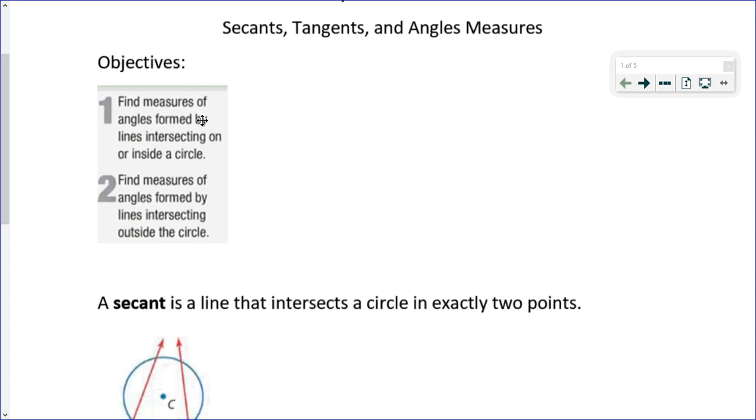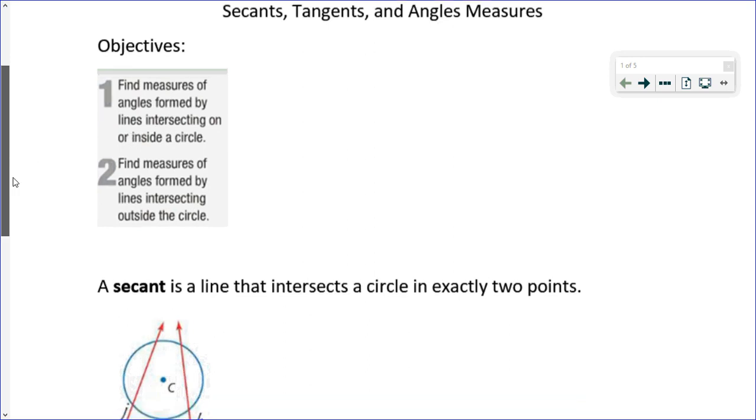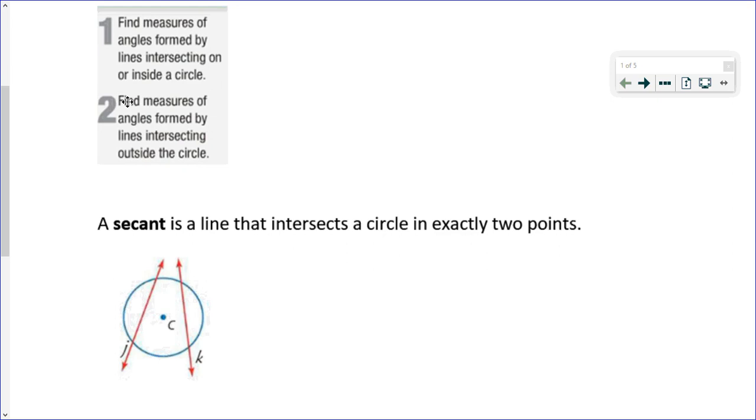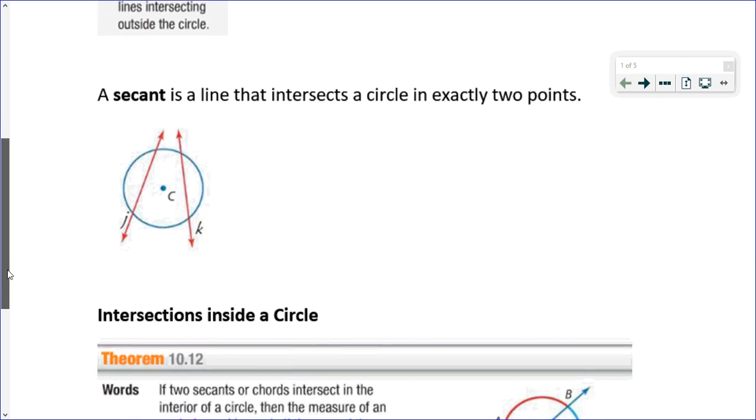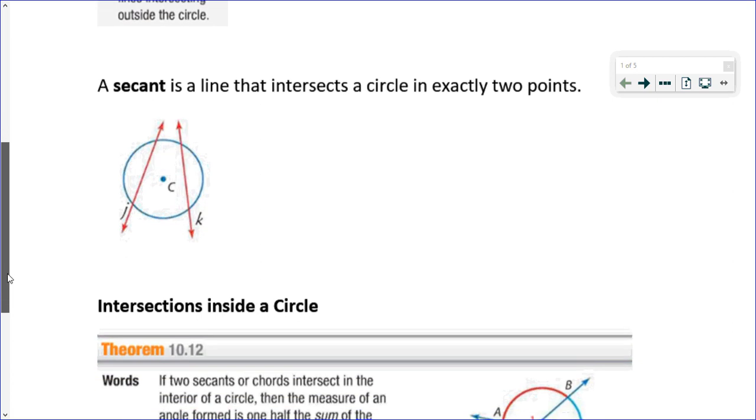Objectives: we'll find measures of angles formed by lines intersecting on or inside a circle. Our second objective will be to find measures of angles formed by lines intersecting outside the circle. So, two cases, they'll either be on or inside the circle at first, and then after that, we'll find angle measures outside of the circle.